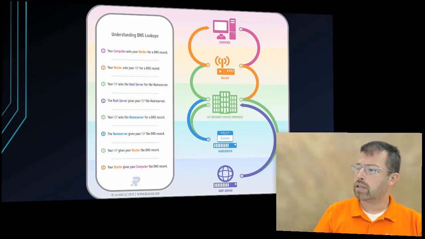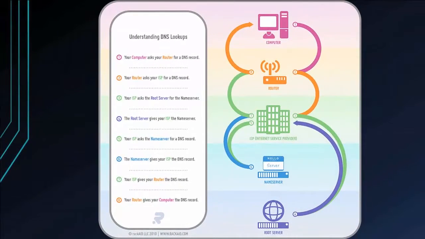Let me zoom in on this screen just a little bit so you can have a better chance to look at it and see what's going on with it. We can see in layer 1, your computer asks your router for the DNS record. Your router asks for the ISP, the Internet Service Provider, for the DNS record. And you can see it just kind of goes up that chain until it actually finds it, and then it returns that information back down to you.